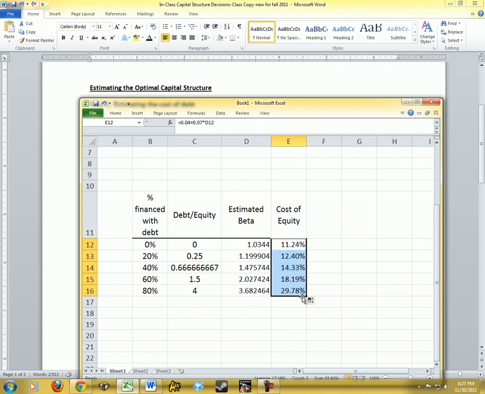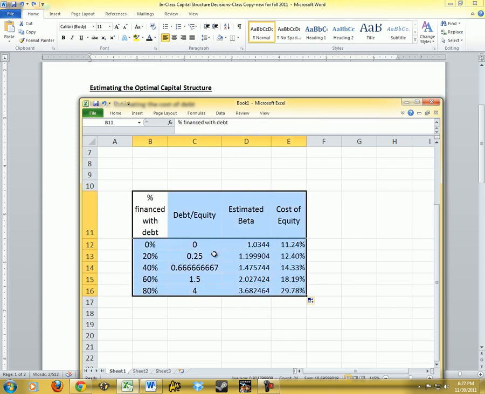We just pull that down again. We get 12.4% for 20% debt, 14.33% for 40% debt, 18.19% for 60% debt, and then 29.78% for 80% debt.